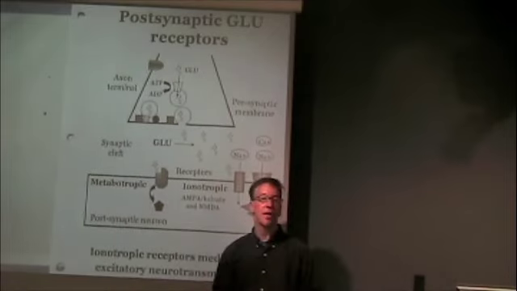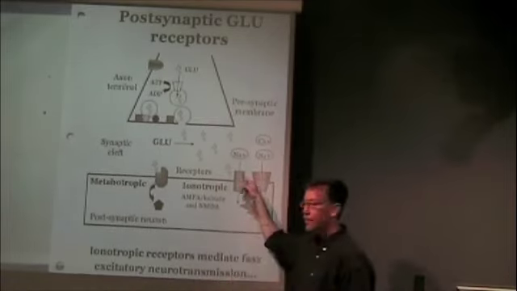There are also metabotropic receptors for glutamate, but we're going to focus on these ionotropic ones.